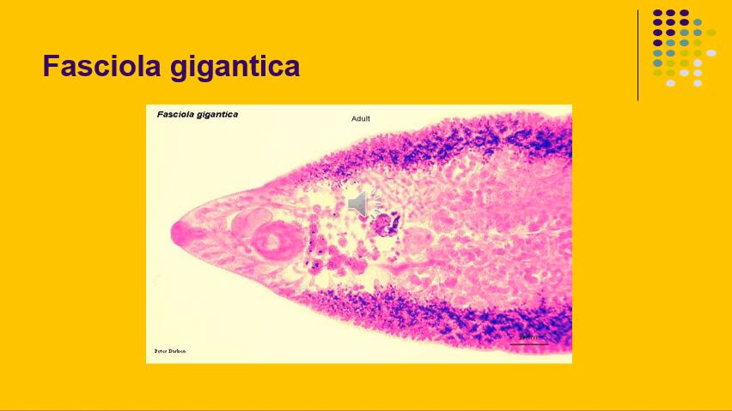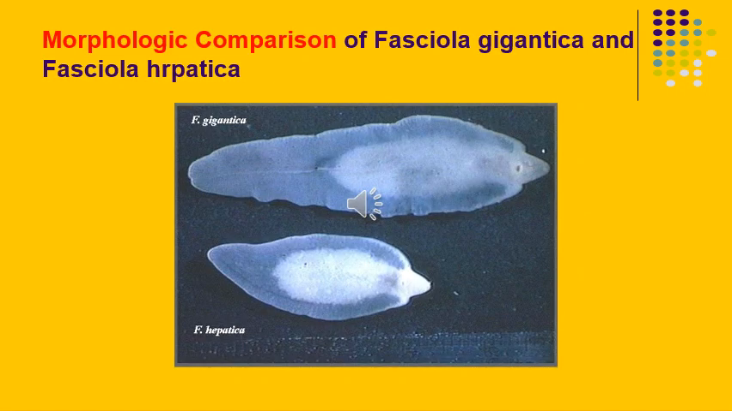The next parasite is Fasciola gigantica. Fasciola gigantica looks very much like Fasciola hepatica, but there is a very small difference between these two. In this slide, you can see the morphology comparison of Fasciola gigantica and Fasciola hepatica.